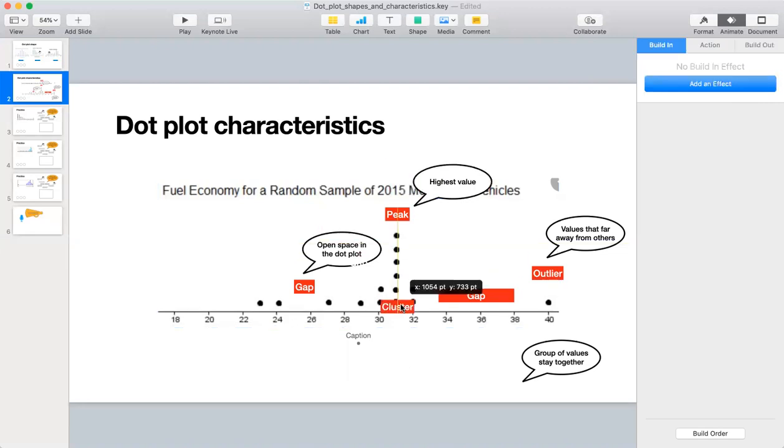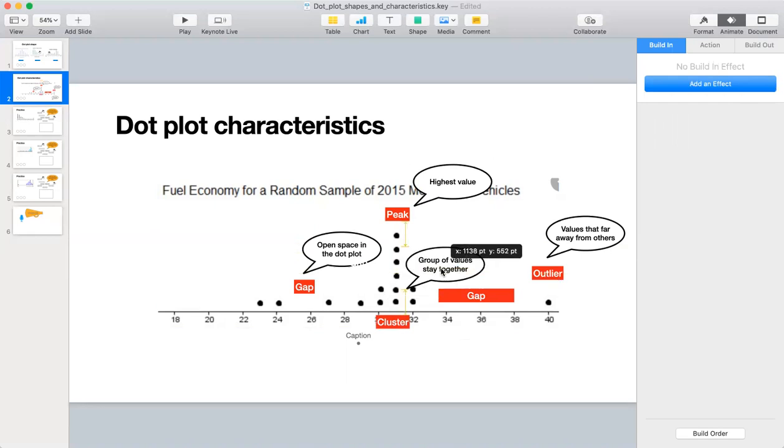And the last one is cluster. I would put my cluster right here, because a cluster is a group of values. I would put it right here. Cluster, I'll shift it up a little bit to talk about the definition of cluster.